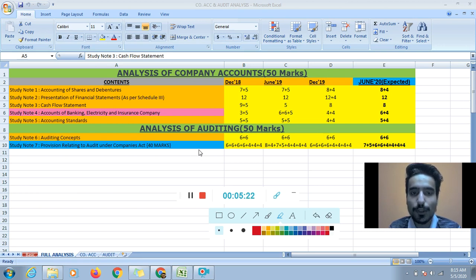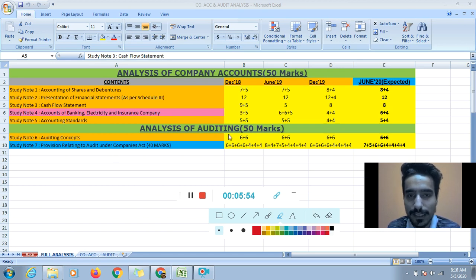Now, if I come to analysis of auditing, that covers 50 marks of the subject, that is 50%. So there are only two study notes. First one is auditing concepts, and second one is provision relating to audit under Companies Act. So this study note covers around 40 marks out of 50. Means 10 to 12 marks is only asked from study note number 6. So you have to prepare provision relating to audit under Companies Act very carefully.